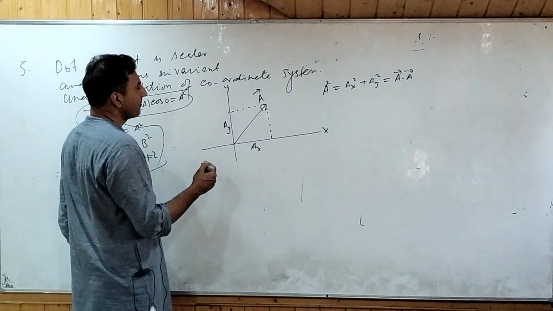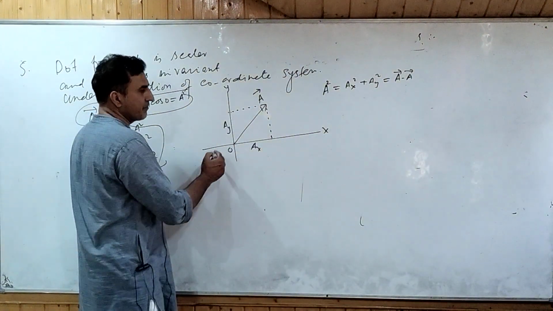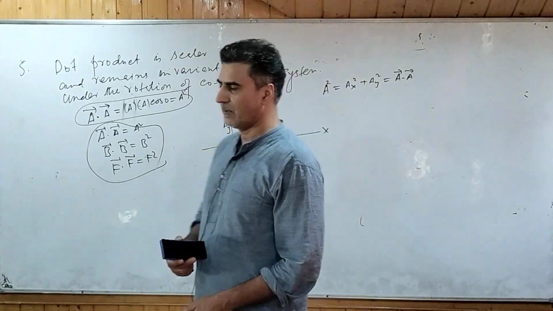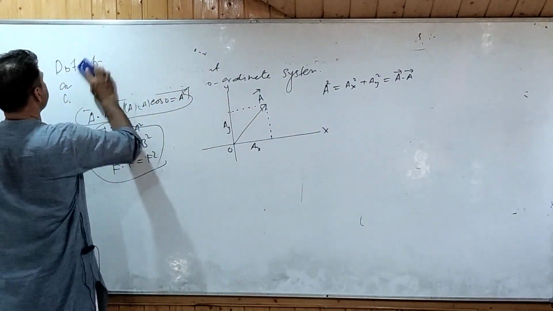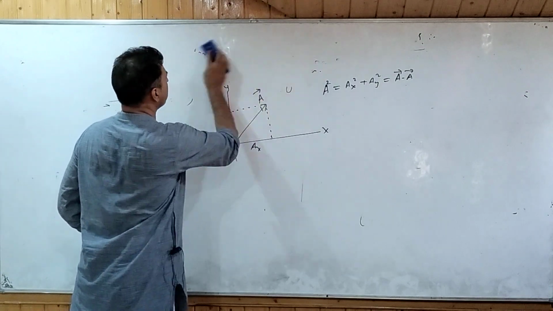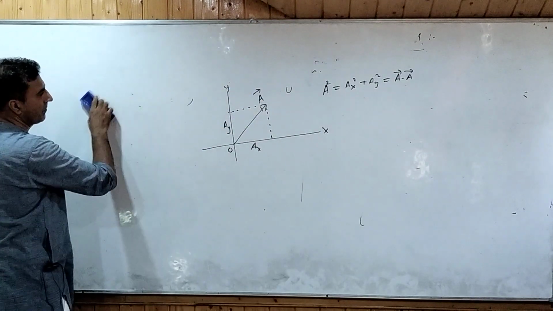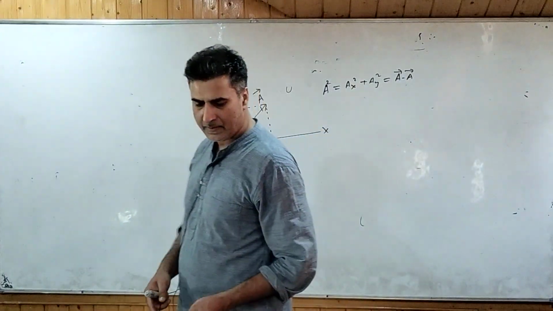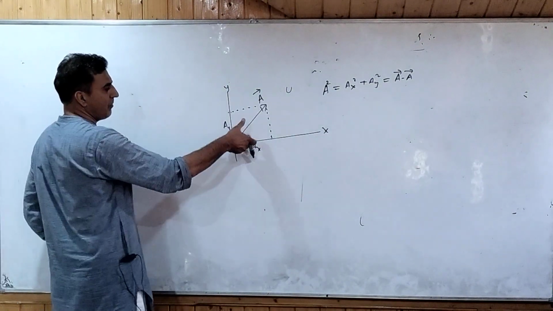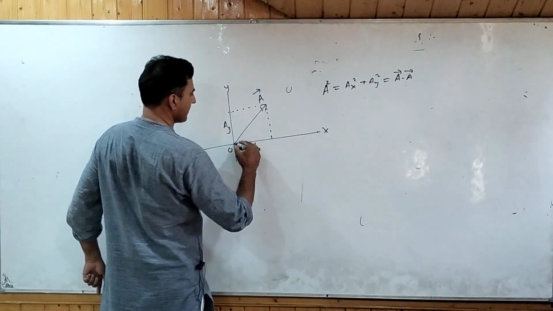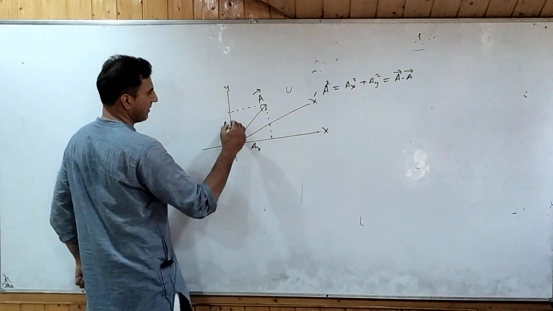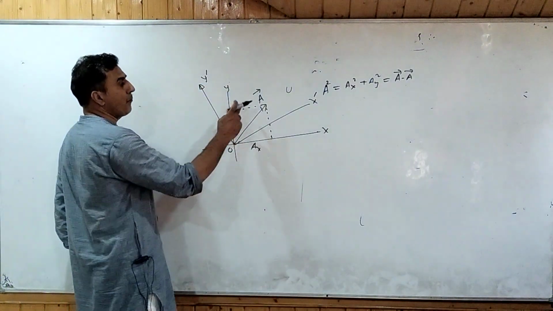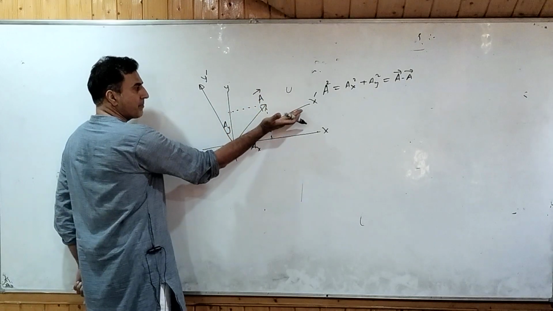Now let me rotate the coordinate system. What is going to happen if I rotate the coordinate system? Have a look. I will rotate the coordinate system. This x-axis becomes this x prime and this y becomes y prime. Now I will find the components of this vector on x prime and y prime.